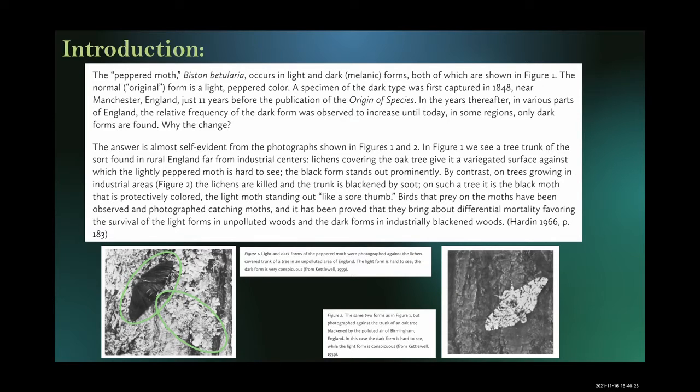By contrast, on trees growing in industrial areas, like in Figure 2, the lichens are killed and the trunk is blackened by soot. On such a tree, it is the black moth that is protectively colored, the light moth standing out like a sore thumb. Birds that prey on the moths have been observed and photographed catching moths, and it has been proved that they bring about differential mortality, favoring the survival of the light forms in unpolluted woods and the dark forms in industrially blackened woods.